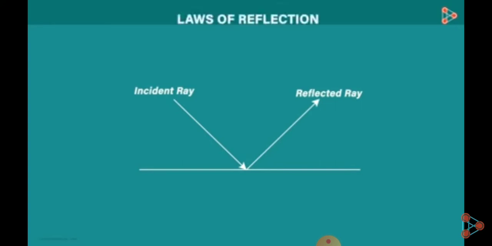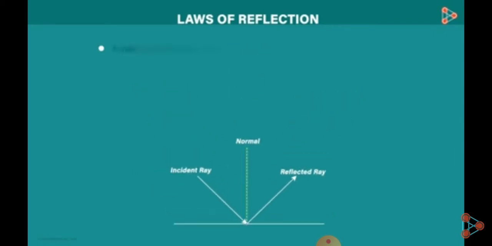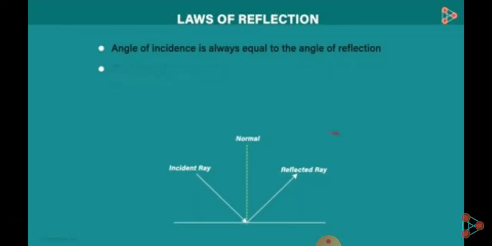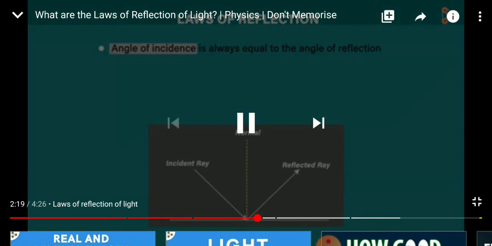Now we are discussing the laws of reflection. So what are the laws of reflection? In the middle you can see the normal ray. In the laws of reflection we will discuss that the angle of incidence is always equal to the angle of reflection, and the incident ray, the normal at the point of incidence, and the reflected ray all lie in the same plane.